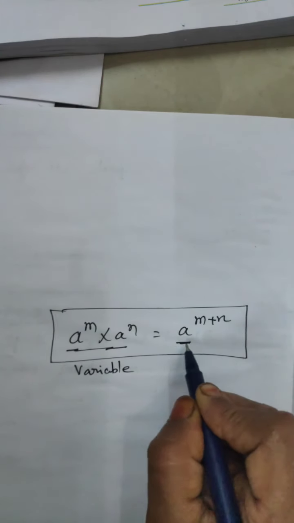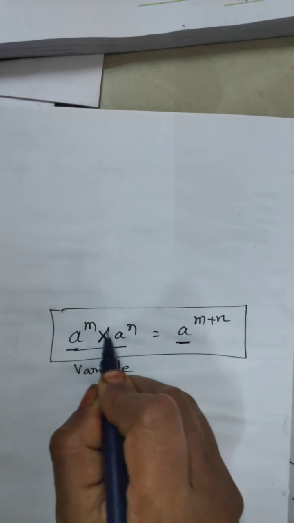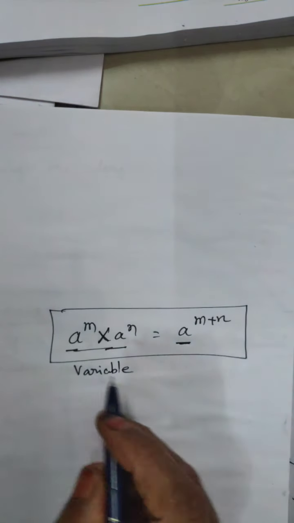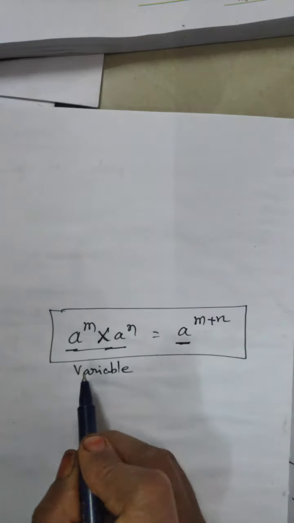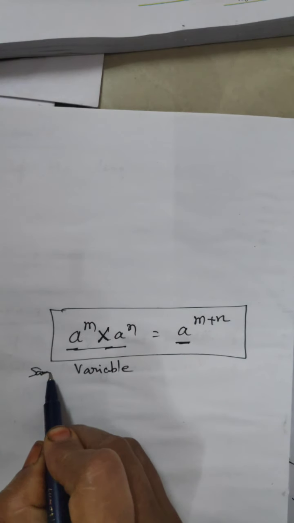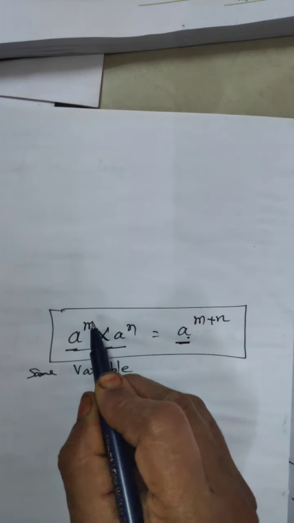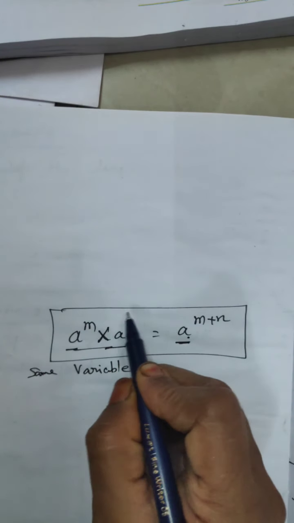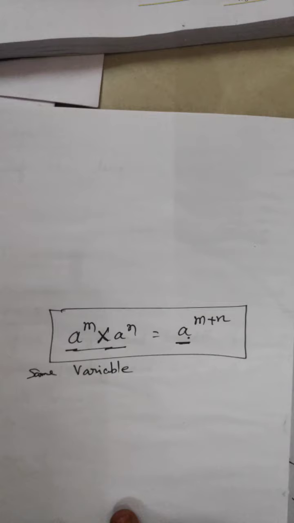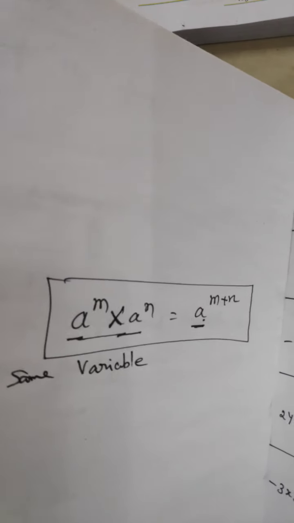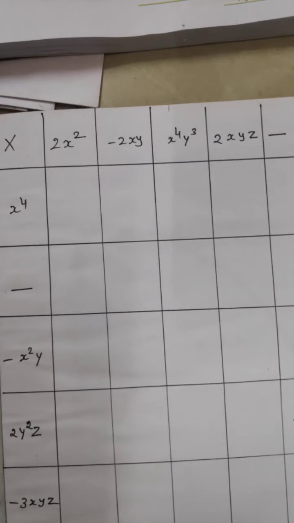So you write it one time. For the power numbers, you must add and write. So a power m plus n, same variable. What is the variable here? A, write one time. Power number, suppose they are given 4 and 3, then 4 plus 3 is 7, add and write. This concept only we use and do this multiplication.